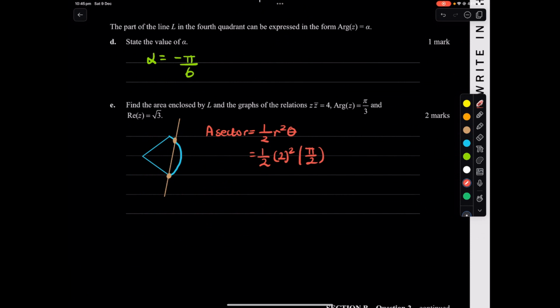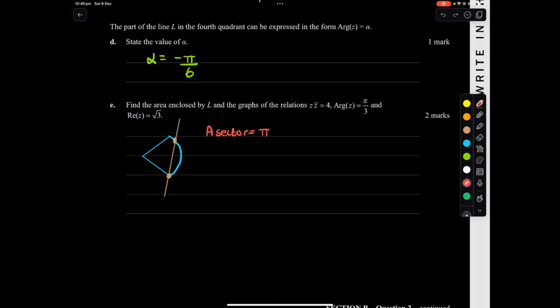Simplifying this, we get 2 pi over 2, which is just pi. Hence, the area of that sector is just pi. That's good. Let's keep that. So the area of the sector is just pi. Let's write that down. So we found the area of this whole sector. And now let's find the area of the segment.